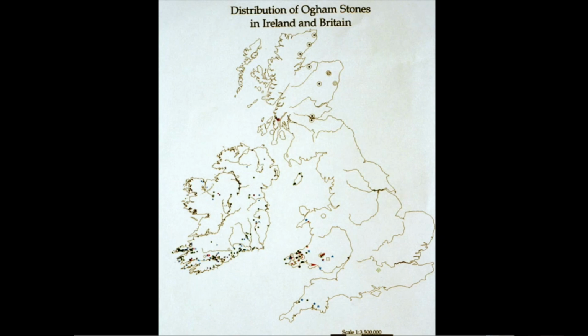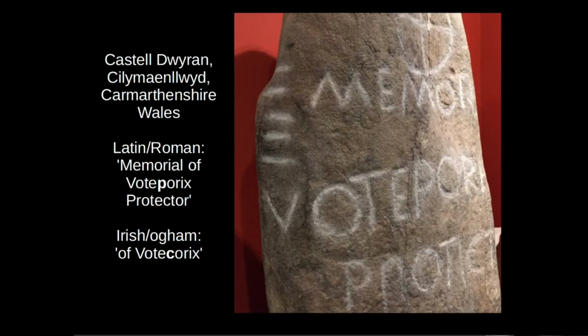Ogham stones are primarily found in Ireland, but also in smaller numbers in areas of post-Roman Irish colonisation in Wales, the southwest of England, the Isle of Man and Scotland. Most of the Welsh inscriptions are bilingual, in Latin script and language on the face, and in Ogham on the edge of the stone. And here you can see an example of that with the Ogham on the edge or angle of the stone, and then the equivalent inscription in the Latin or Roman alphabet on the face of the stone.